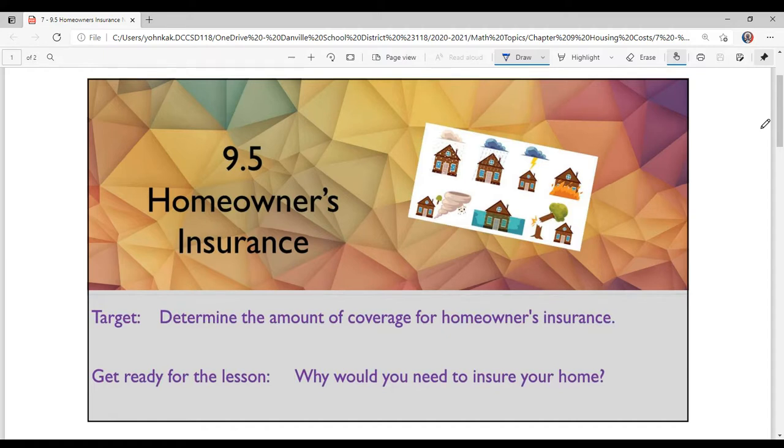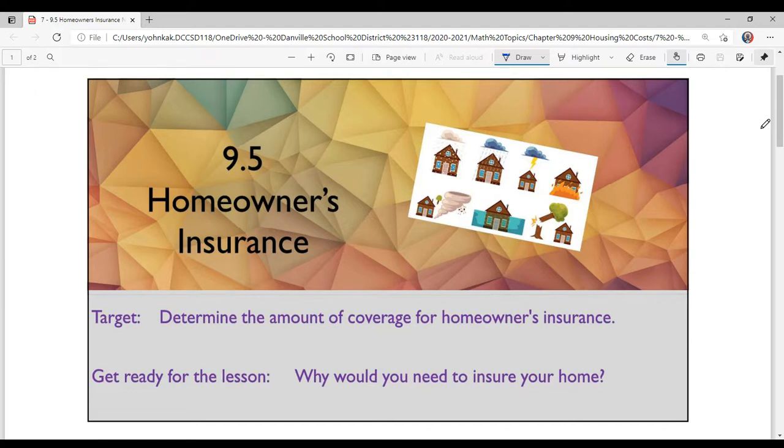Today we're going to learn how to calculate the amount of coverage for homeowners insurance. This would be the amount that you could potentially be reimbursed if anything were to happen to your house or anything or anyone on your property.